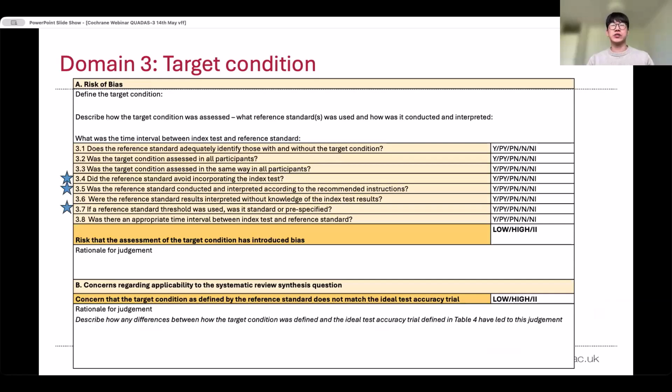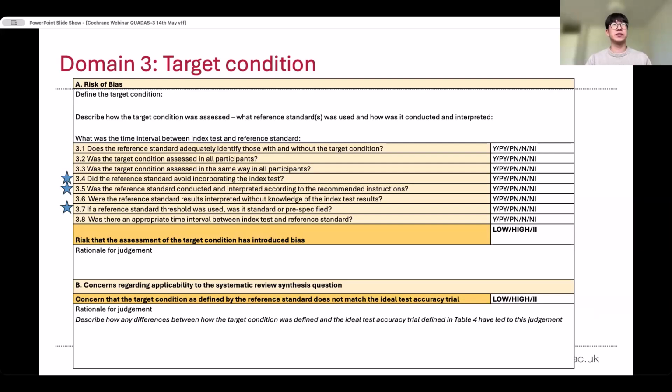The third domain is called target condition, and it used to be called reference standard in QUADAS-2. You can see that if you are familiar with QUADAS-2, this domain now has a bunch of extra questions, but not all of them are new. A lot of them came from what is called the flow and timing domain of QUADAS-2. That was the fourth domain. So target condition is about how the target condition was assessed and which reference standard was used and how the reference standard was used. And it's also about the time interval between the index test and the reference standard. So the first one is, does the reference standard adequately identify those with and without the target condition?